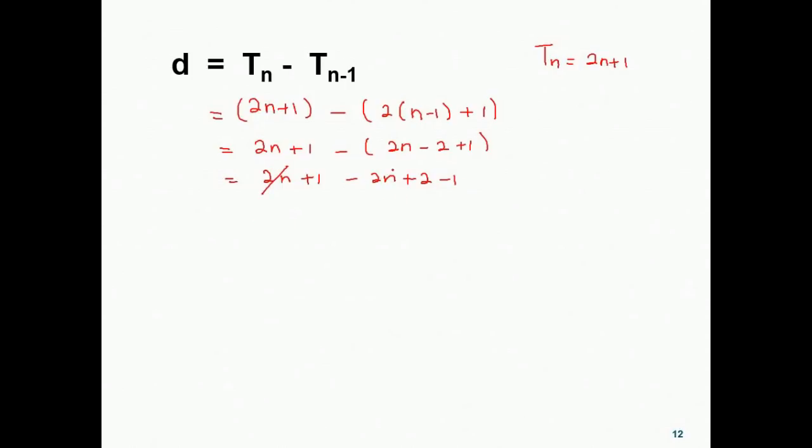So 2n can be cancelled out. Therefore we have d is equal to 2. So this is a constant. So the answer for d is equal to 2.